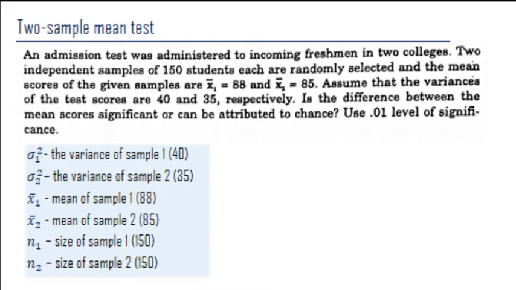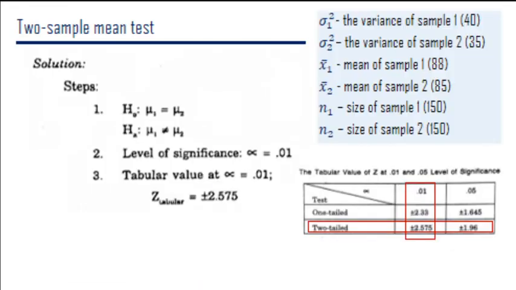Okay, so i-enumerate muna natin yung mga given. So the variance of sample 1 is 40, the variance of sample 2 is 35, mean of sample 1 is 88, mean of sample 2 is 85, the size of sample 1 is 150, and the size of sample 2 is 150. Kasi naka-indicate doon the two independent samples of 150 students each. So, ibig sabihin, 150 students for sample 1 and 150 students for sample 2. So, let us follow the steps in hypothesis testing.